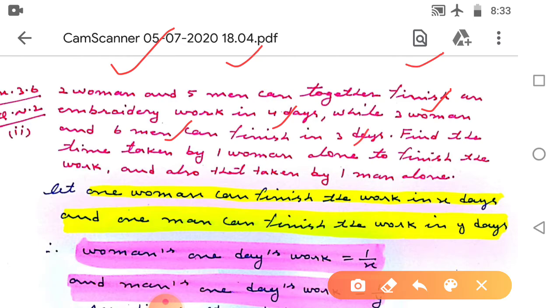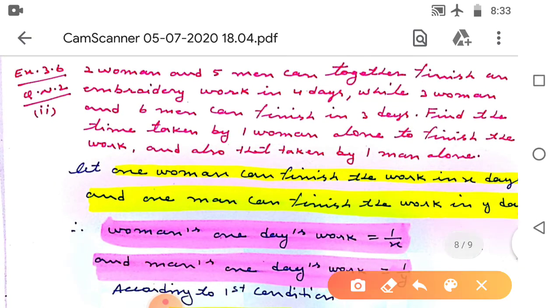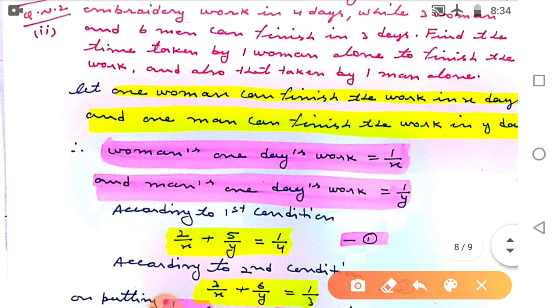Second condition, three women and six men can finish that work in 3 days. Clear? Now, let one woman finish the whole work in X days, and one man finish the whole work in Y days. Clear? Now, woman's 1 day work. Total work finishes in X days, so the work done in 1 day is 1 by X part of work. And here man's 1 day work is 1 upon Y.